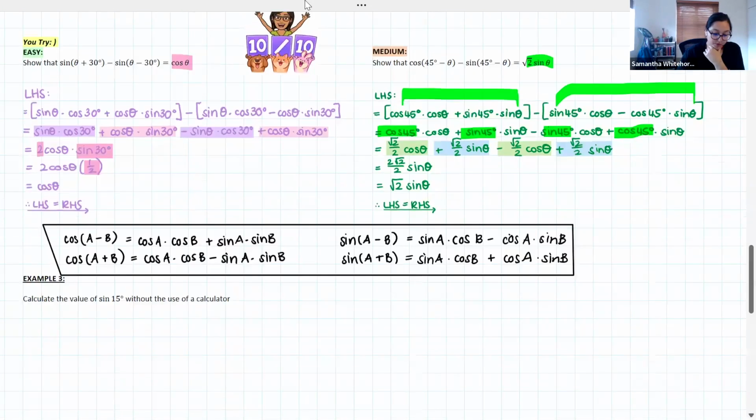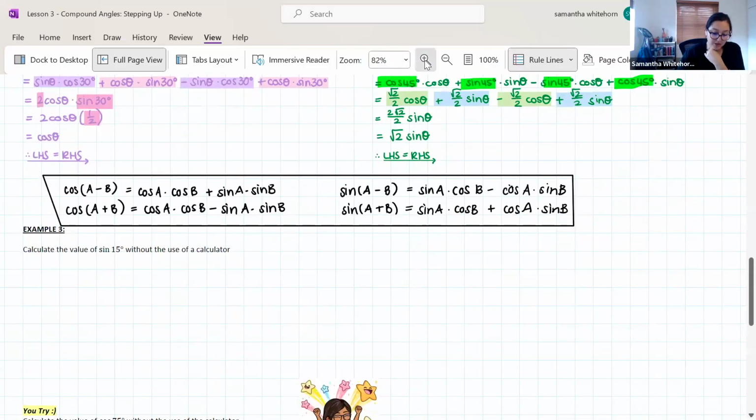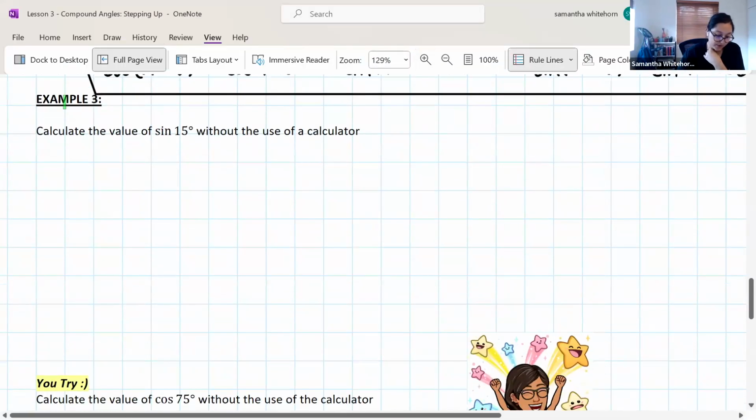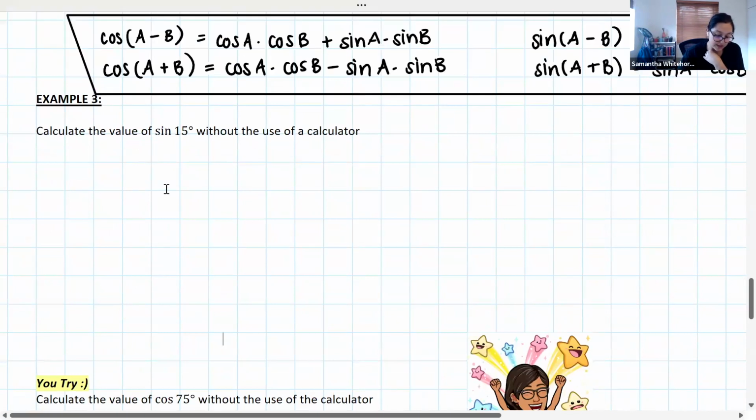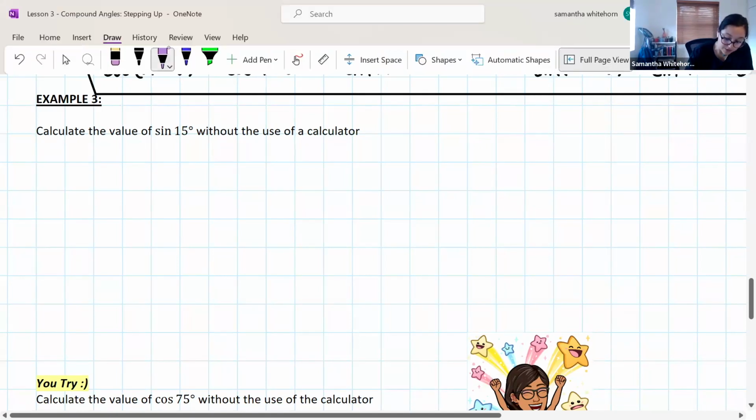Okay, so example 3 is not presented to us as a compound angle. If we have a look at what example 3 is saying to us, it says calculate the value of sine 15 without a calculator. That's not a compound angle. That is just one singular angle by itself. But what we can do is make it a compound angle in order to apply our compound angle formulae. Now, again, it says without a calculator. So what Chantal said earlier, without a calculator implies special angles.